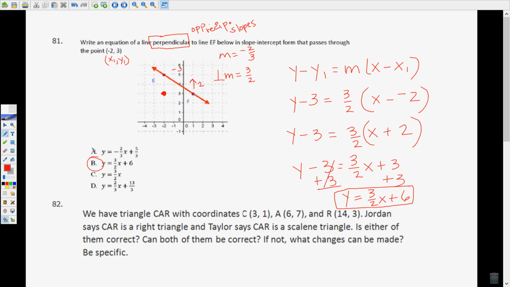So you could have eliminated A and D right off the bat when you did your opposite reciprocals, and then you were just choosing between B and C. And actually what you could do there is graph both of these lines and see which one is perpendicular to your original line. You could also do that if you have a hard time with point slope.